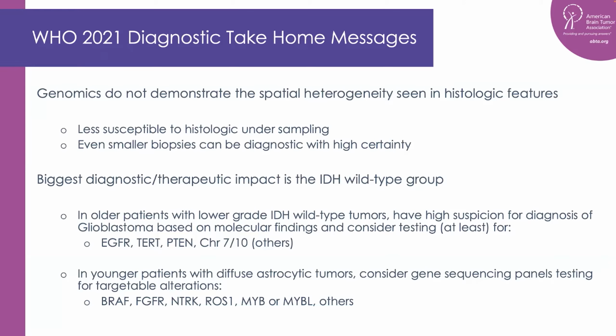So in terms of the updated diagnosis, again, I mentioned that the molecular alterations aren't variable across the tumor for the most part, so we can take a very small piece of tumor and get a very definite diagnosis. Where the targeted therapies and the molecular diagnosis are most important, I would say, is in this IDH wild-type group of low and high grade gliomas, including glioblastoma. And a lot of these targetable alterations happen in the younger patients.